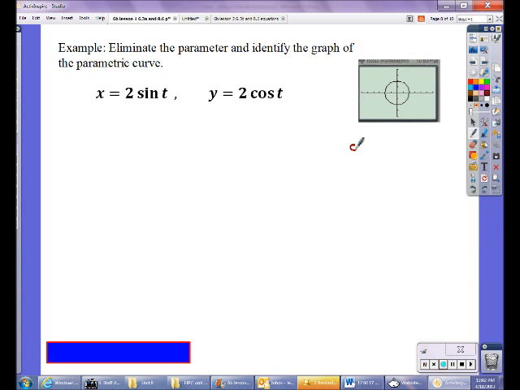We know that the equation of a circle is x squared plus y squared equals r squared. You learned that in Algebra 2? This is the circle centered at 0, 0, since that's where our circle is centered. We also know from last semester that we have trig identities.